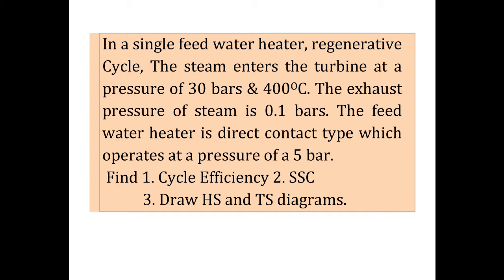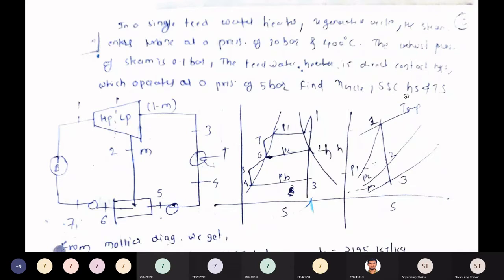The feed water heater is in direct contact and operates at a pressure of 5 bar. So this must be the reheating pressure. Find the cycle efficiency, specific steam consumption, and draw HS and TS diagrams. That is the numerical. As it is said that the feed water heater is in direct contact, that gives us an indication that it is the regeneration cycle.